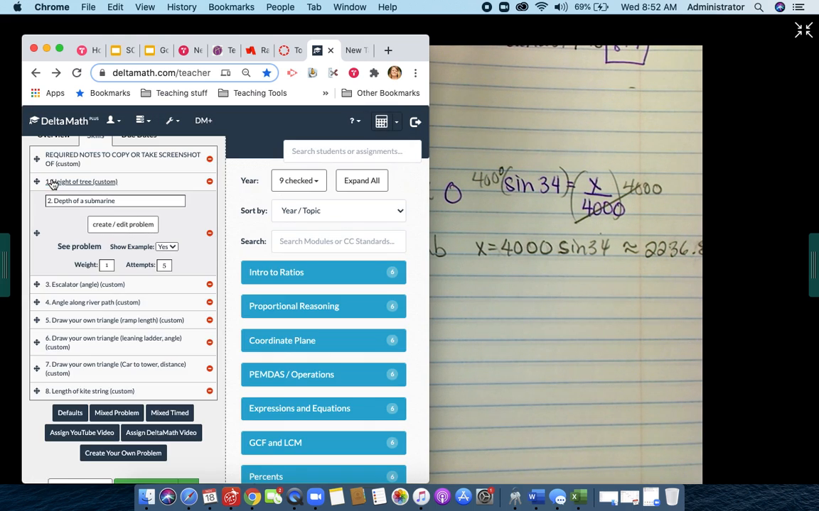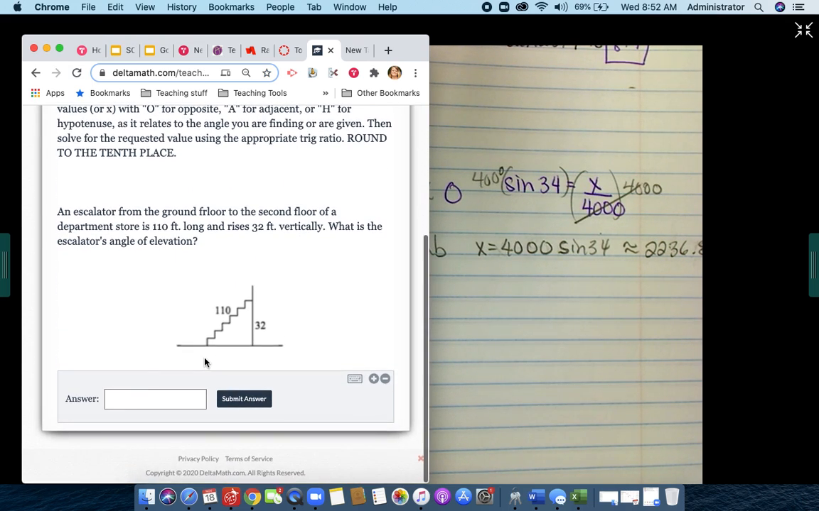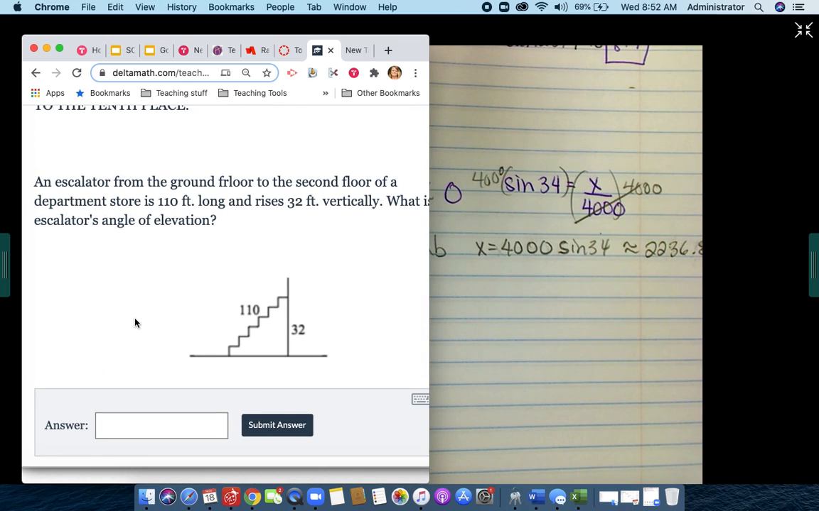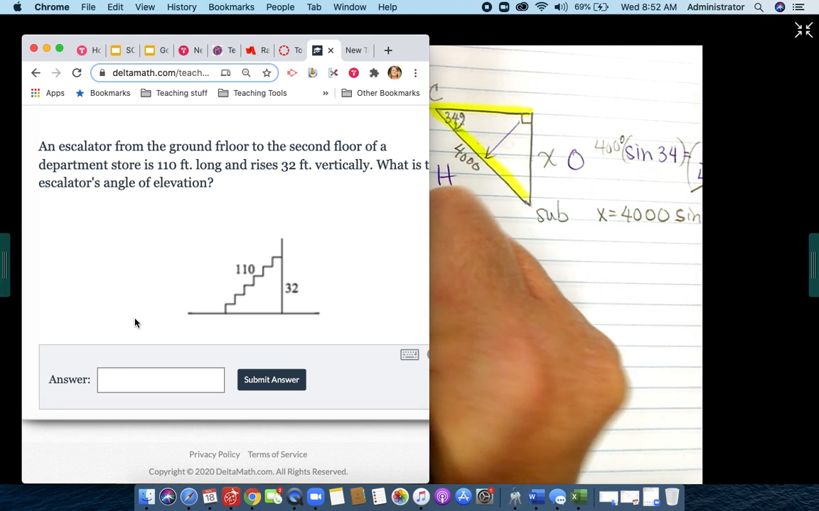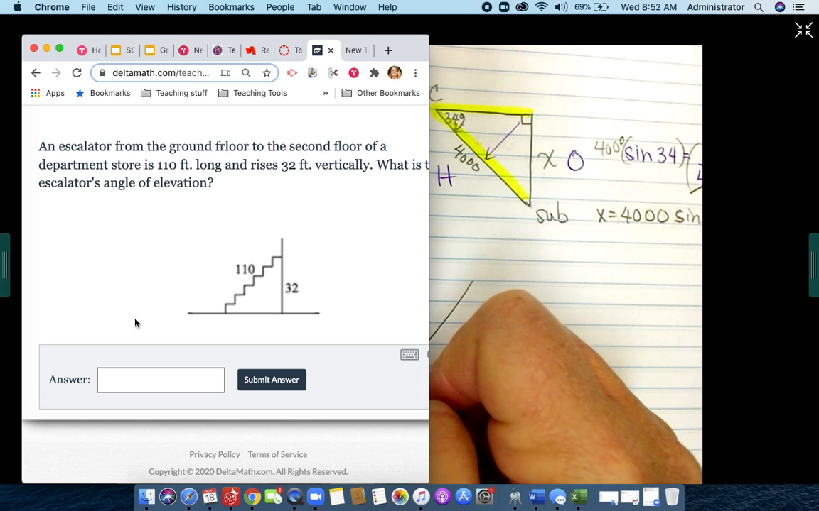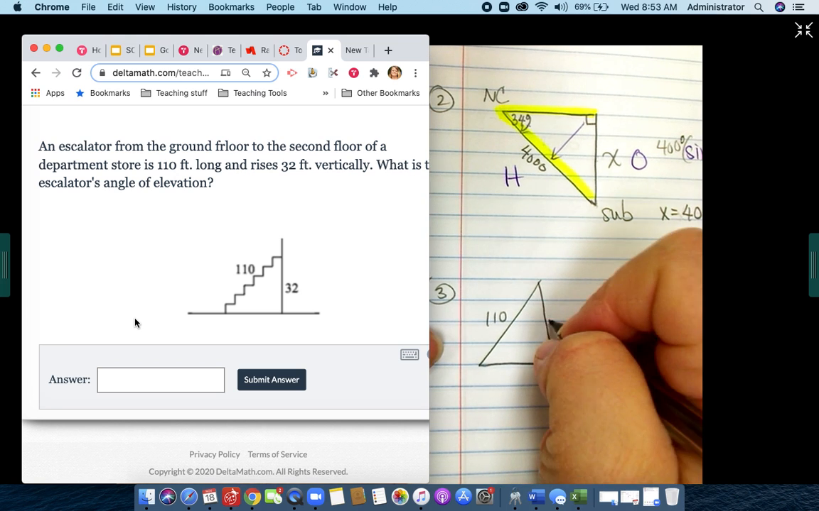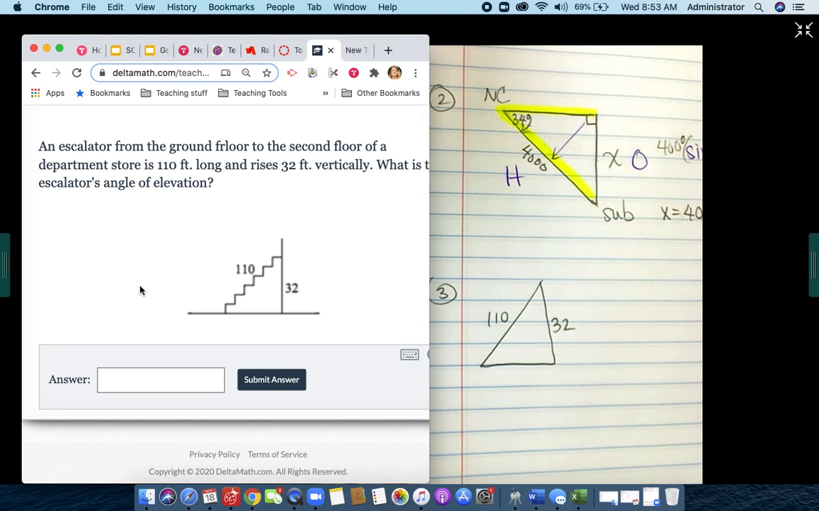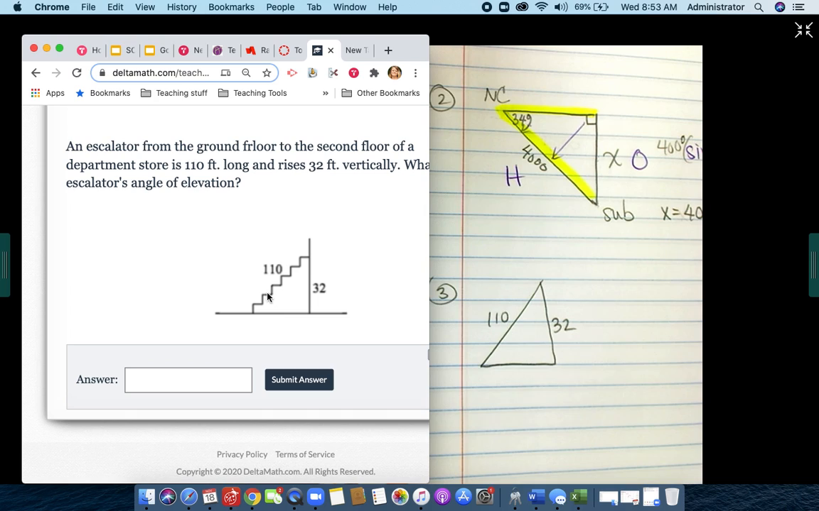All right, next. So now we're going to do a problem with an escalator. So this is the last one, really, where I give you the full picture. So in our notebooks, for number 3, I'm going to just draw a right triangle. I don't have to make this side look like stairs, but you can if you like. And what does it say? It says an escalator from the ground floor to the second floor of a department store is 110 feet long and rises 32 feet vertically. What is the escalator's angle of elevation?